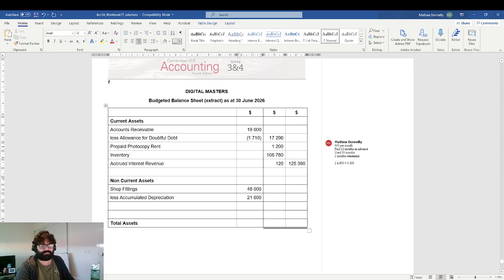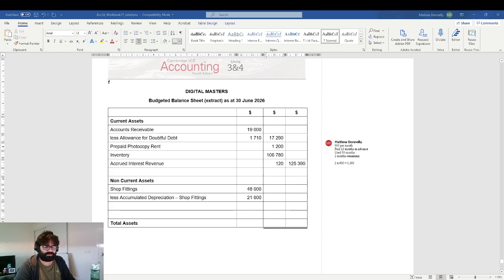Now you don't need the brackets here. I mean, you can put the brackets. I'm not a fan of brackets in balance sheets personally, but if you want to, you can, I guess. I don't like it, so I wouldn't. Less accumulated depreciation. Let's put it as shop fittings. Now, I know it's not really a big issue because we've only got one non-current asset, but if you have multiple, you probably do want to make that distinction.